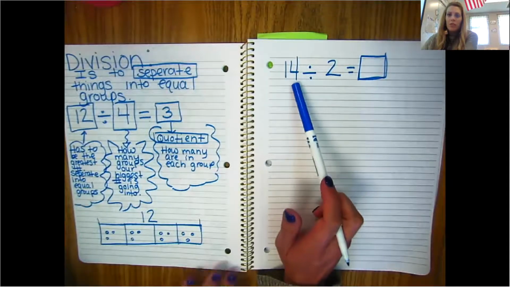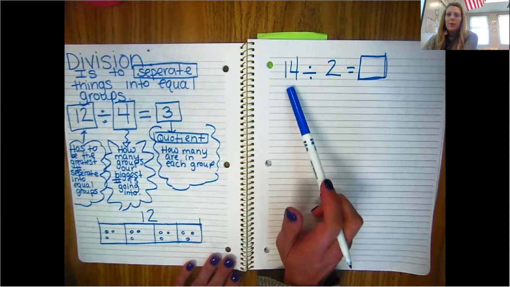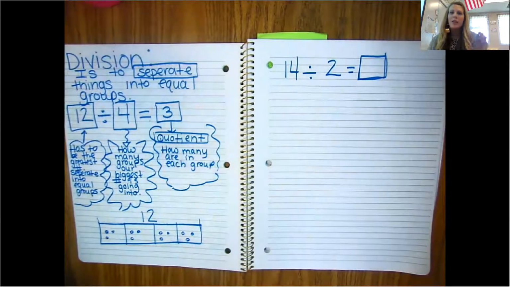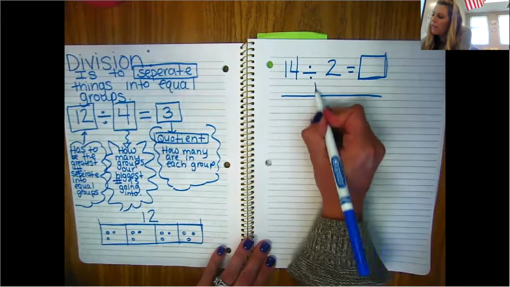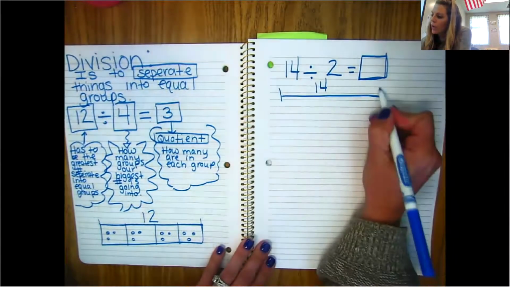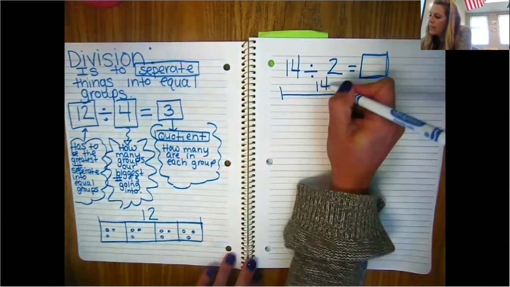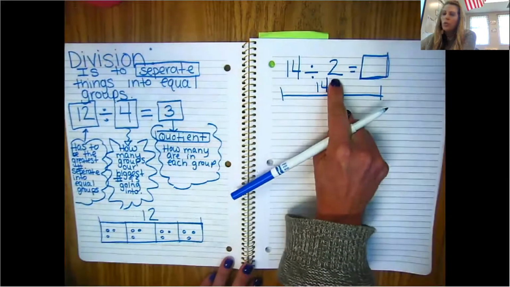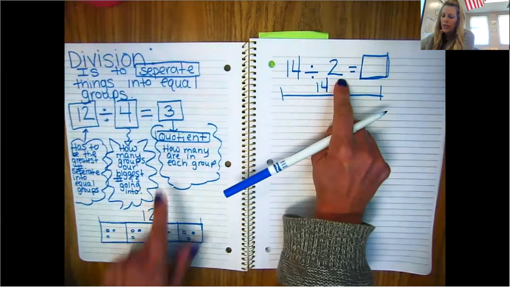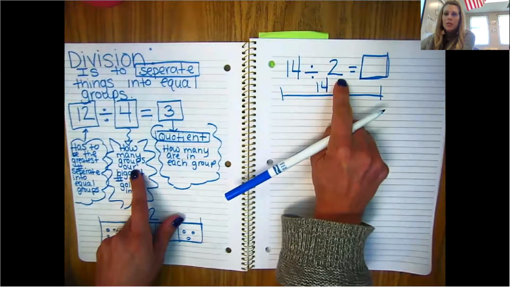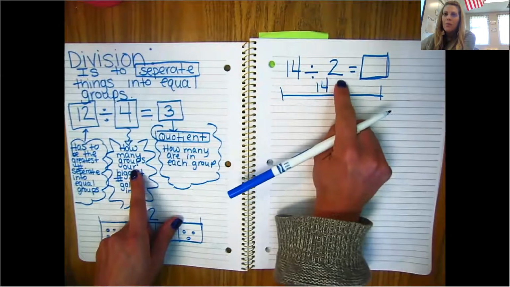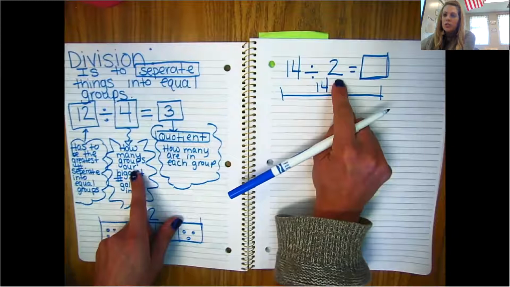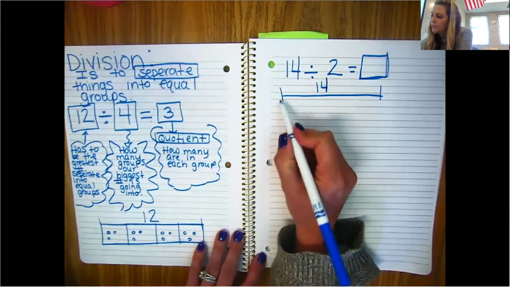So let's look at 14. We know the greatest number is the number that we are separating into equal groups. So that goes at the top of our bar diagram, right? And then we know that the 2, or the middle number, is how many groups there are, how many groups we are putting that big number into. So how many boxes am I going to draw under 14? 2, right?